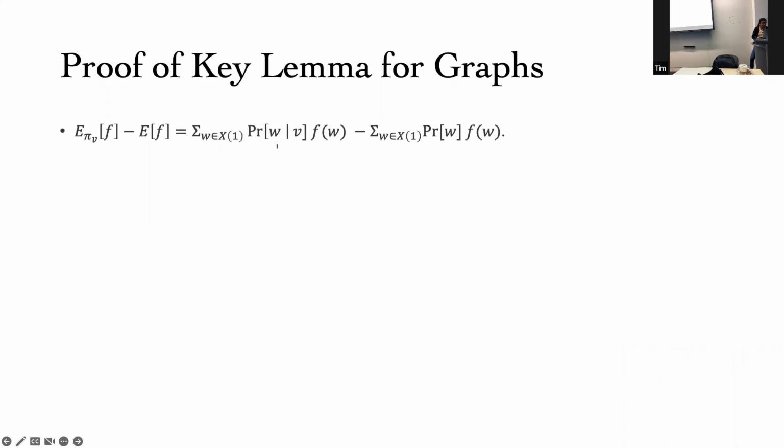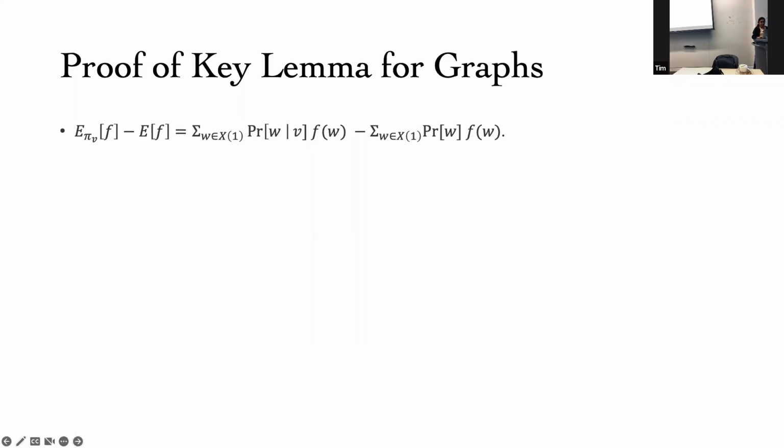So we just expand it out. Expectation over this, let's say this distribution where it's uniform over the neighbors of V versus uniform over the whole graph. We have this uniform over just the neighbors of V, we just have the probability that W conditioned on the vertex V times f of W. So this is f of W.